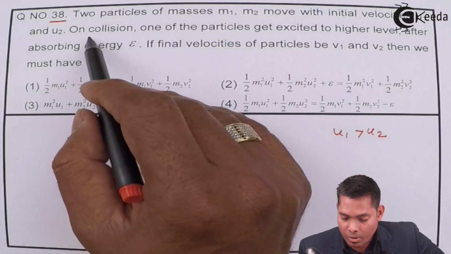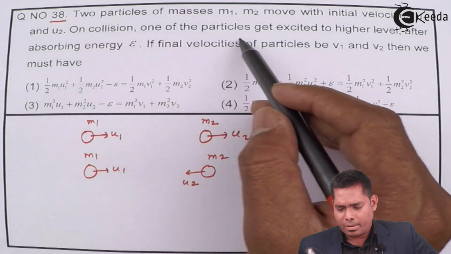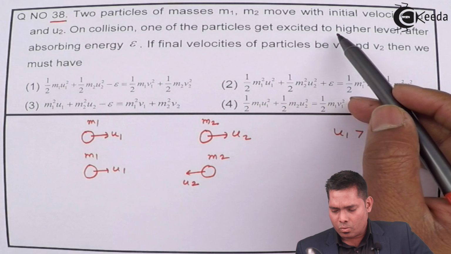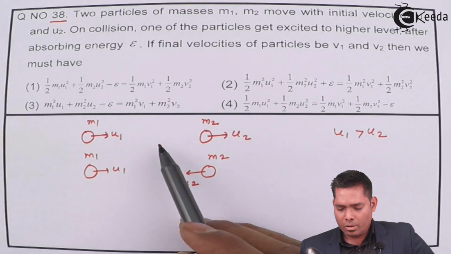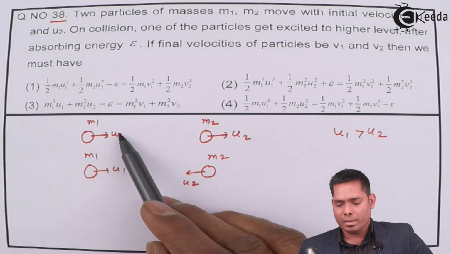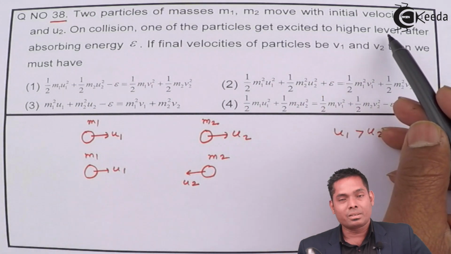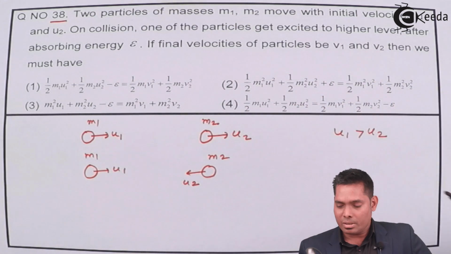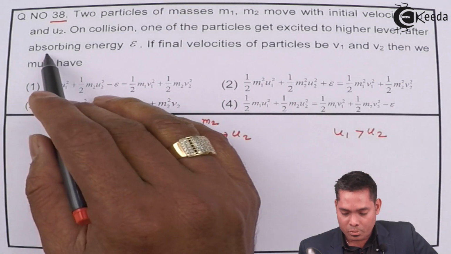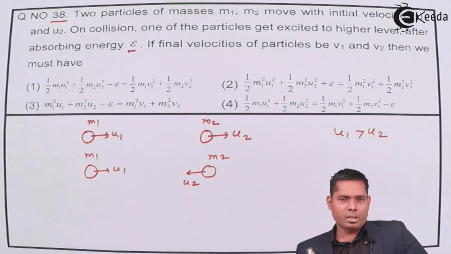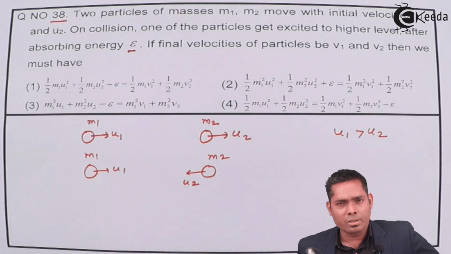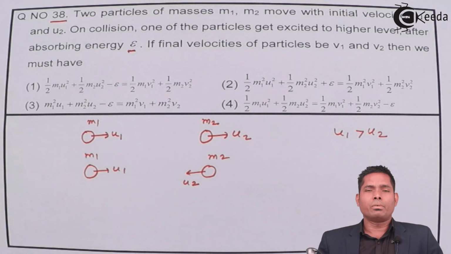So on collision, one of the particles gets excited to a higher level. When they collide, one of the particles gets excited to a higher level, which means its speed increases after absorbing energy E. When you absorb energy E, obviously its energy will increase and the speed will increase.